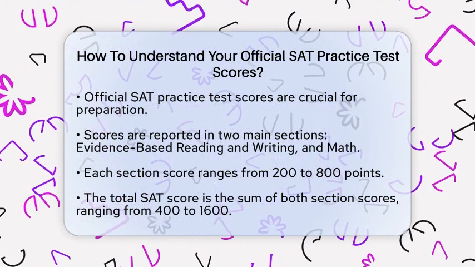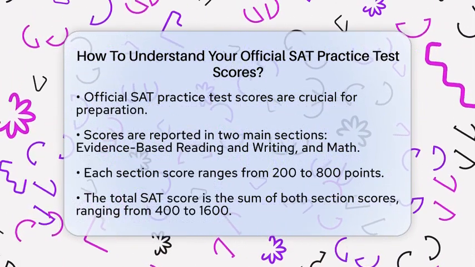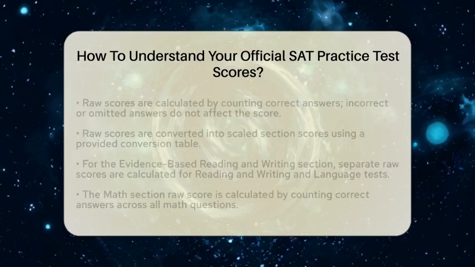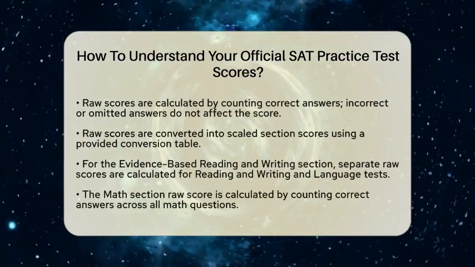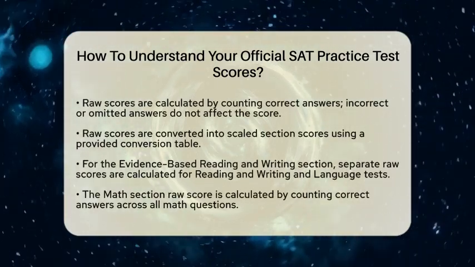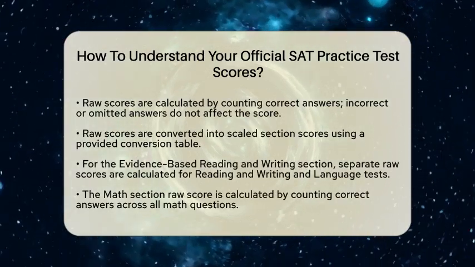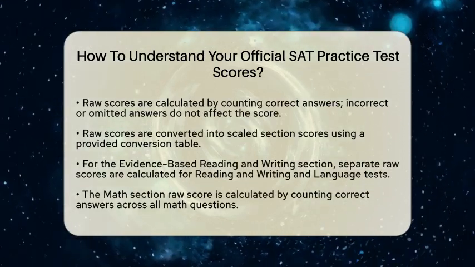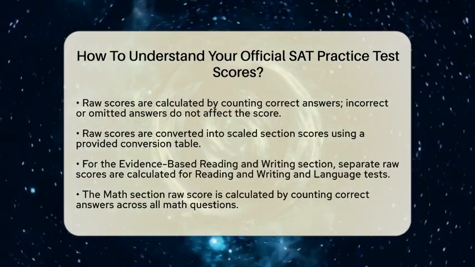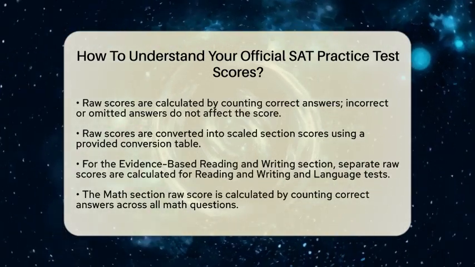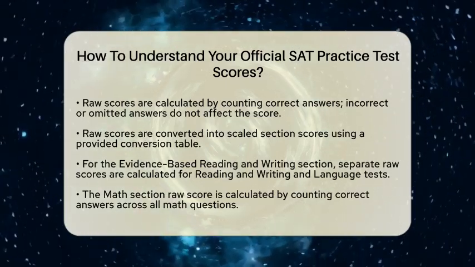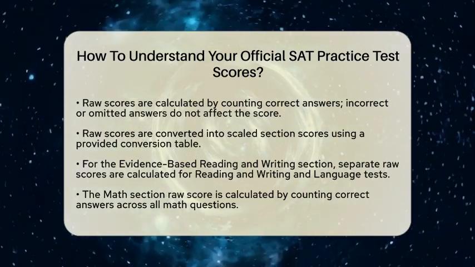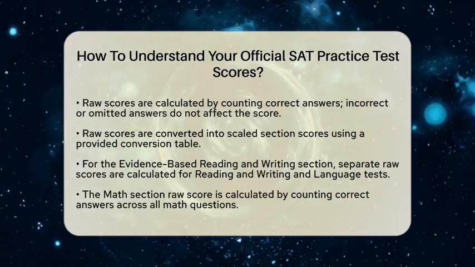First, let's talk about raw scores. For each section, count how many questions you answered correctly. This number is your raw score. Remember, there is no penalty for incorrect or omitted answers, so only the correct answers matter. Next, your raw score gets converted into a scaled section score between 200 and 800. This conversion uses a table provided with your practice test materials. This scaling accounts for differences in test difficulty across various versions of the test.